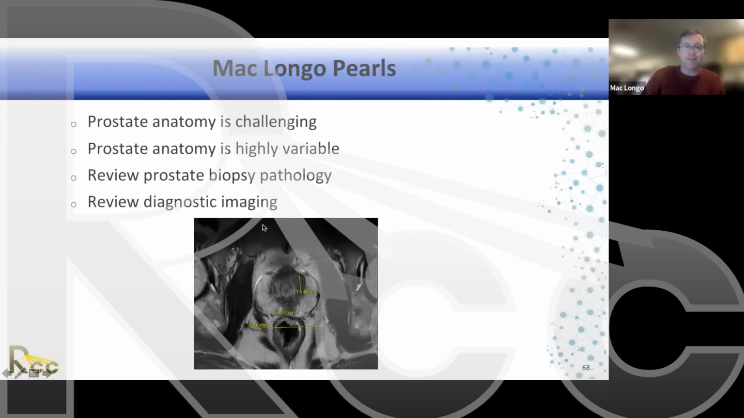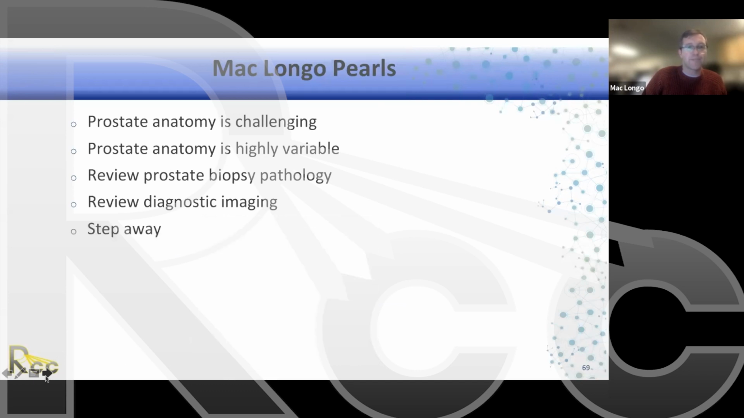Concurrently, I also pull up diagnostic imaging. So this is an axial slice of an MRI scan for a prostate, and we can see that this is a transitional zone PIRADS 5 lesion. So that helps me, as I'm contouring, making sure my contours are sufficiently generous there. But it also just demonstrates how beautiful the MR prostate anatomy is. So I always utilize and review my diagnostic imaging.